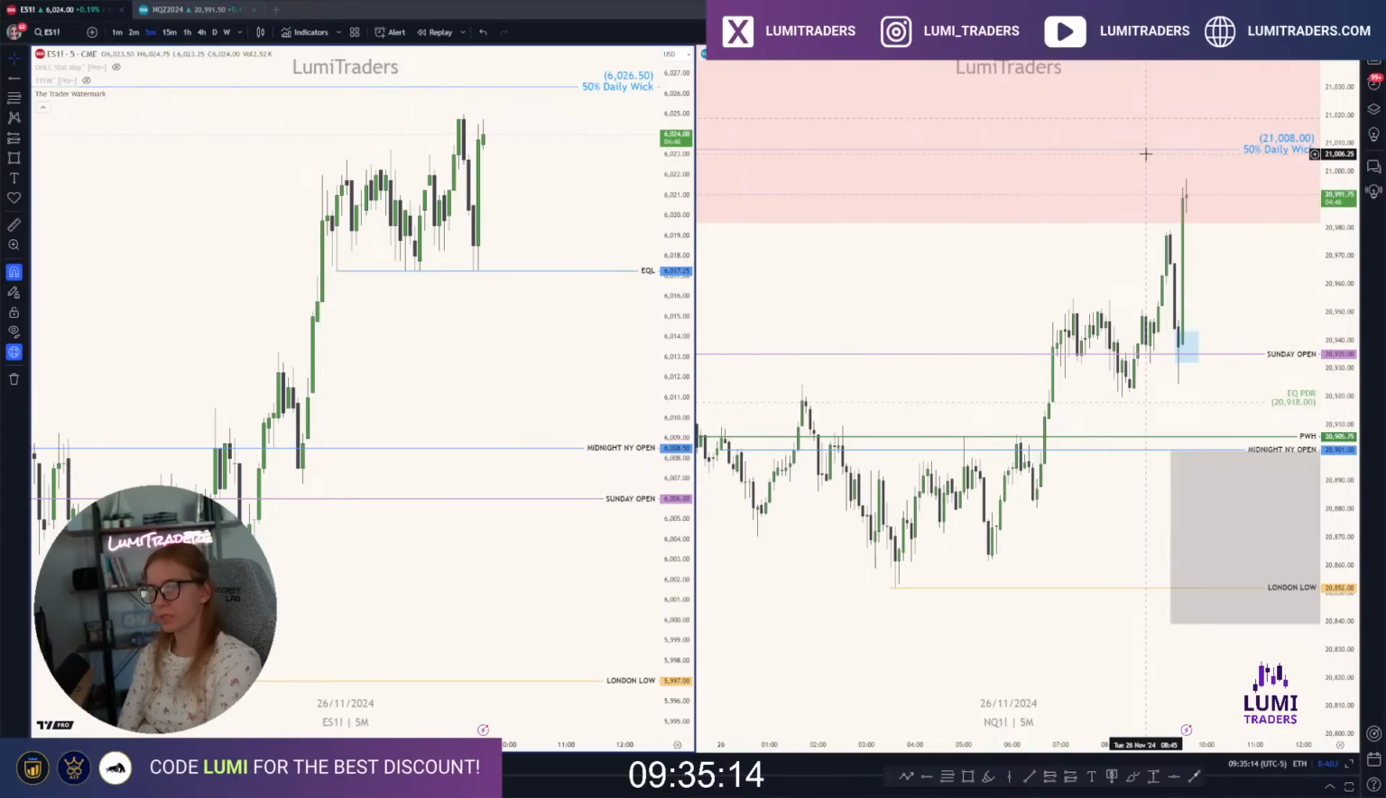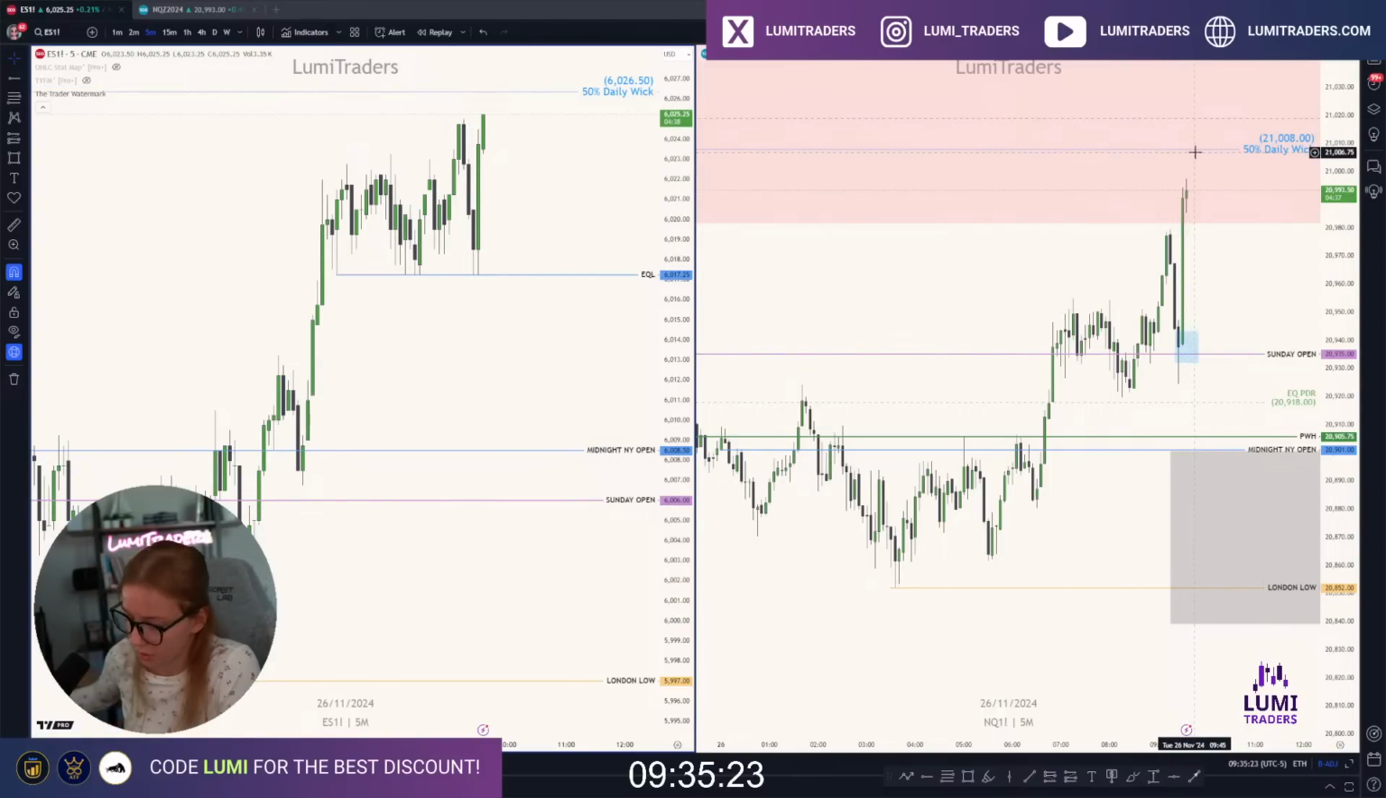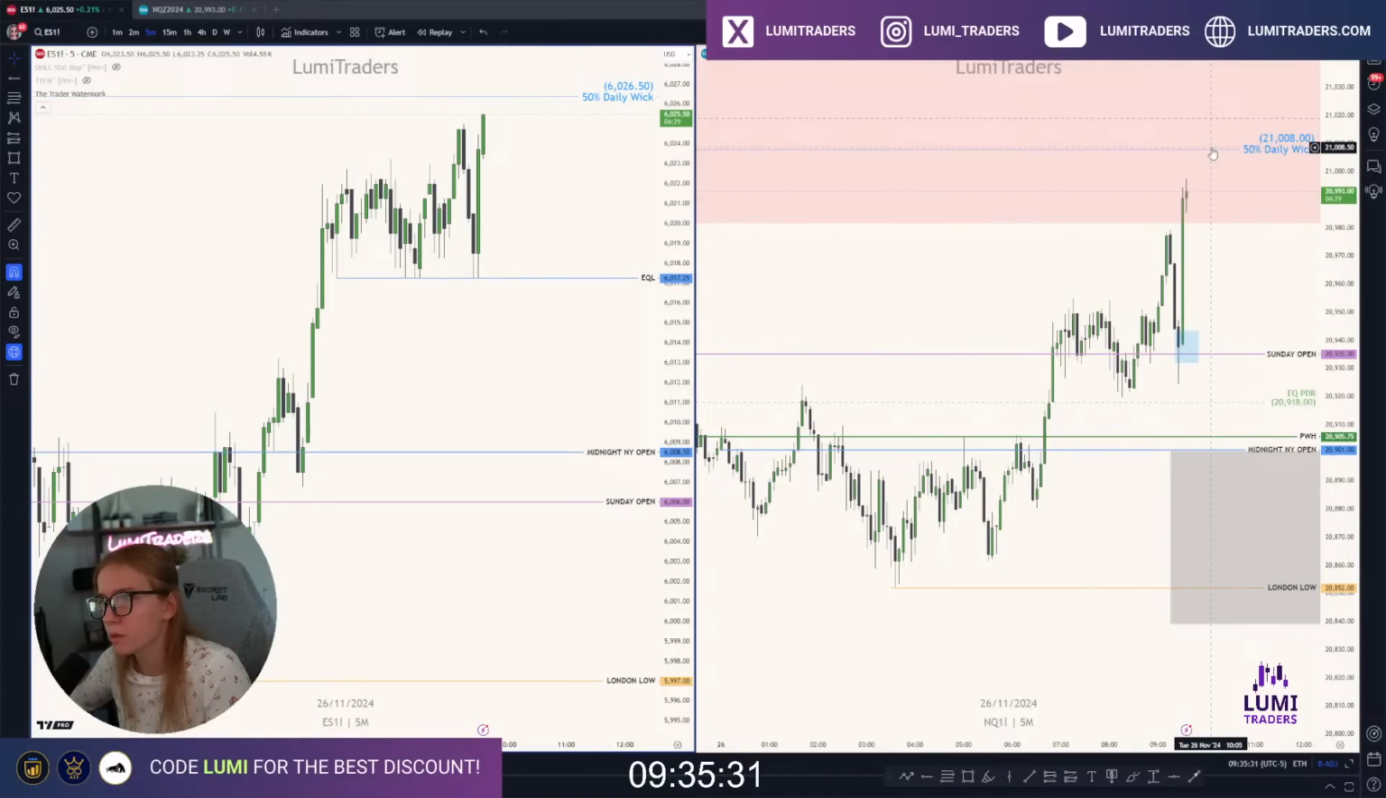Okay, it still kind of doesn't make sense, this move up, without at least taking some sort of liquidity level, which is 50%. 50% is the biggest liquidity level for us, right? And in my opinion, that's the very first buy side liquidity so far on NQ. You'll see.